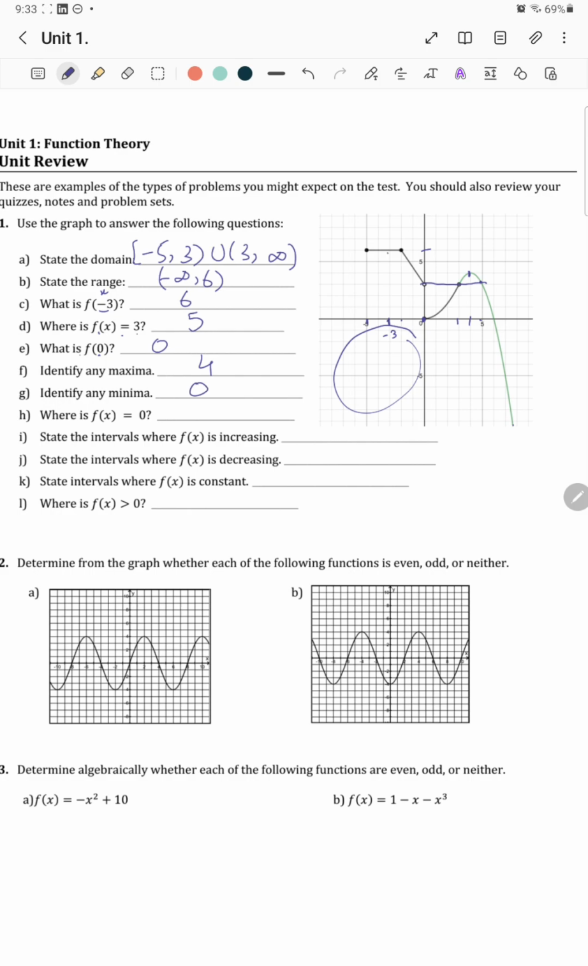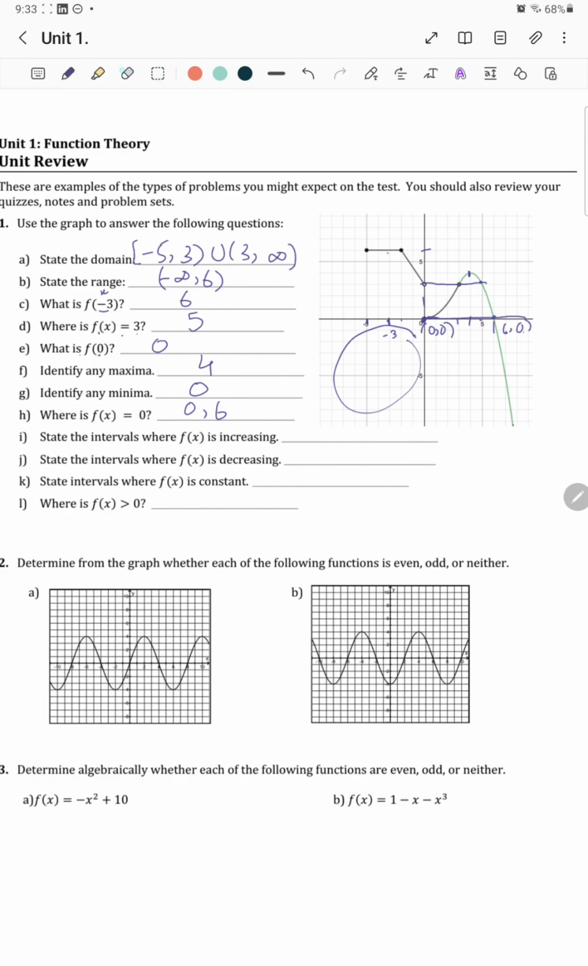F of x is 0 means y is 0. So f of x is equal to 0 on x is equal to 0 and 6. Because here it's 0, 0 and here it's 6. So y is 0 at both these points.